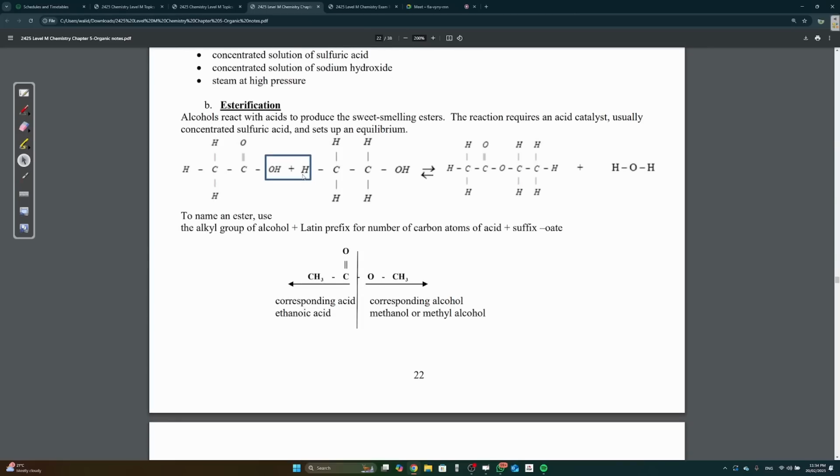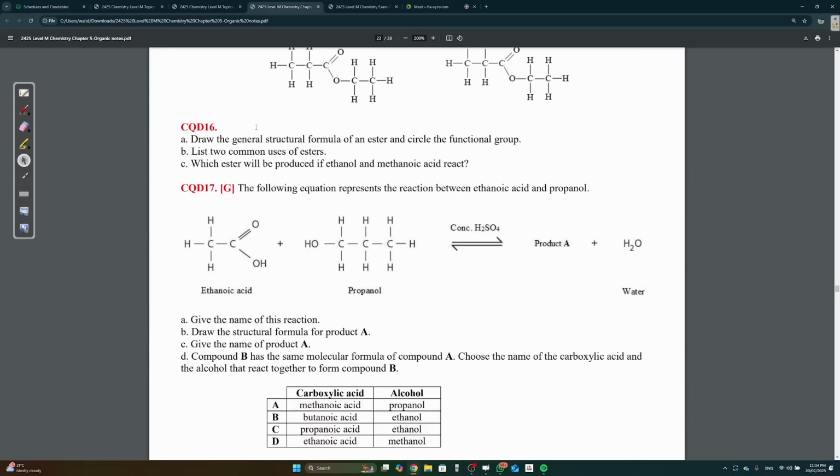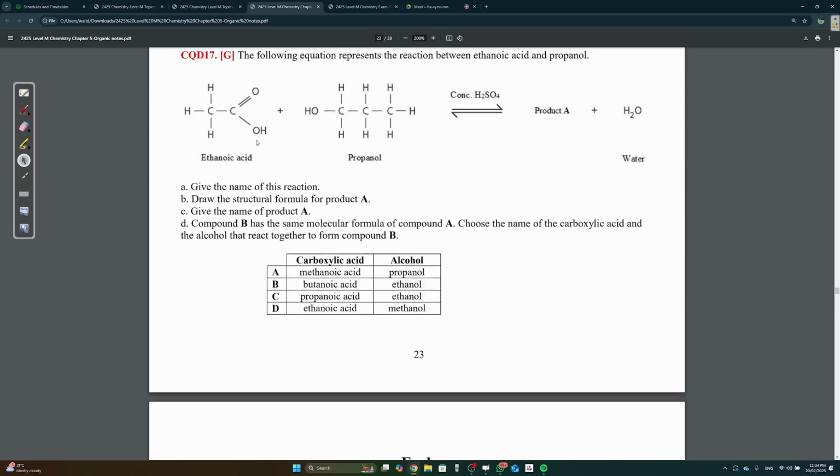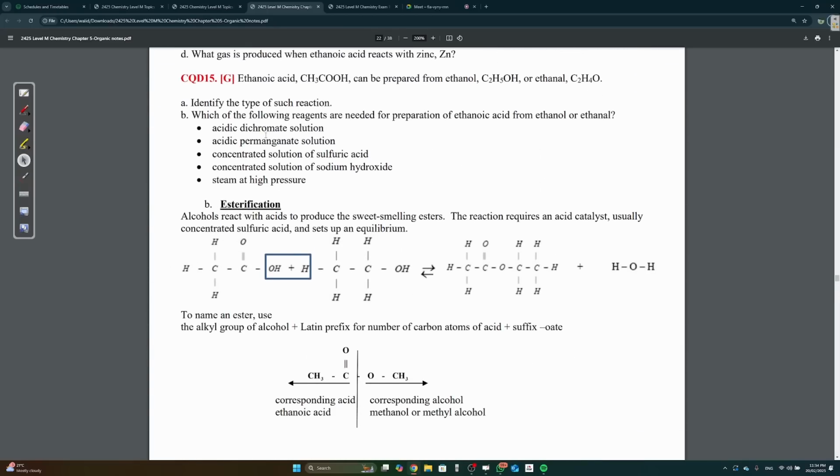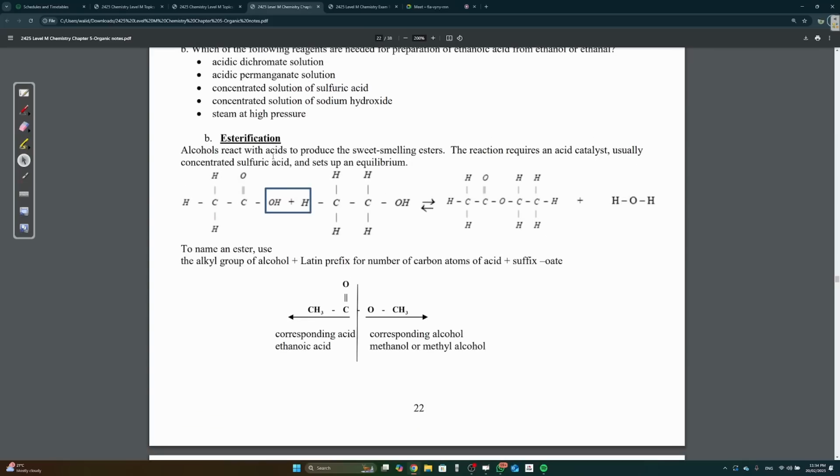Esterification. You need to know about esters, there's a section on it. They're sweet smelling. Alcohols react with carboxylic acids to get esters. You know they smell like sweets. This reaction requires an acid catalyst, usually concentrated sulfuric acid.